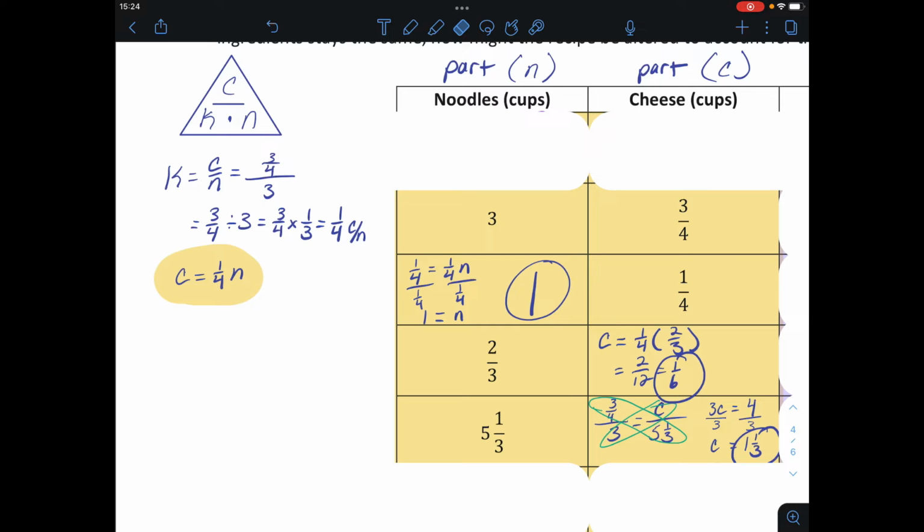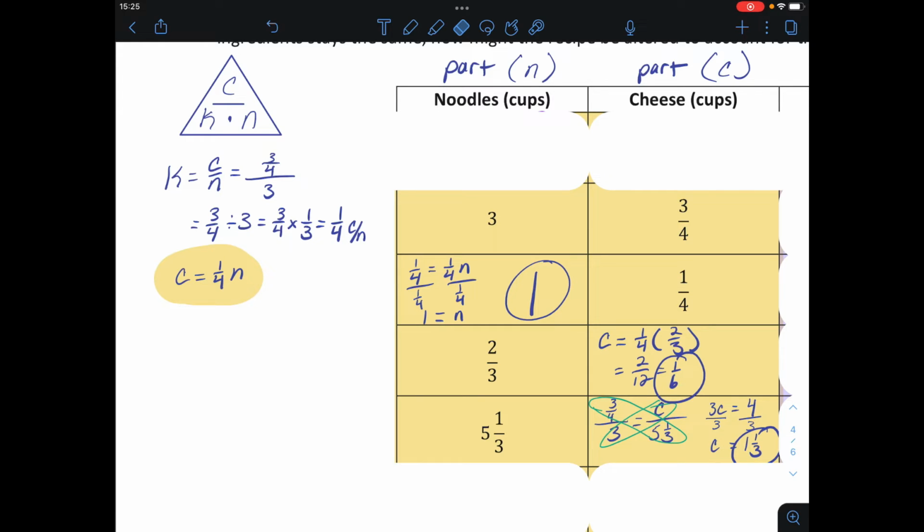With cross multiplication, I do 5 1/3 times 3/4 and I get 4, and then 3 times c is 3c. Then to isolate my variable, I divide both sides by 3, and then c would be 4 divided by 3, which is 1 1/3. If I instead used my algebra strategy for this, I would have just done 1/4 times 5 1/3, and it would have gotten me right to that 1 1/3. So either of those strategies would still work.